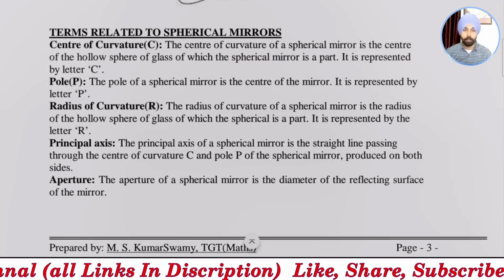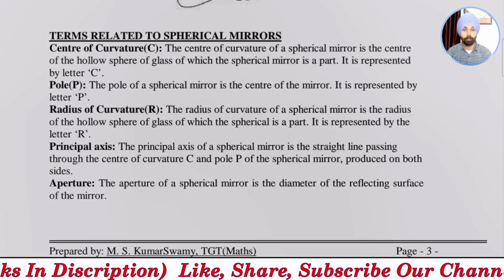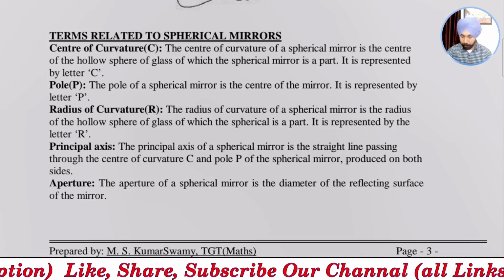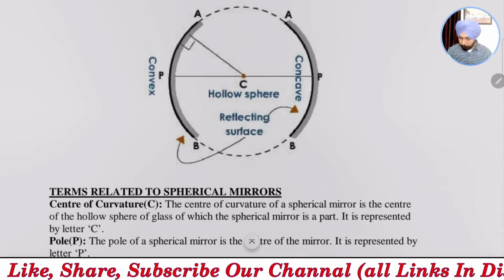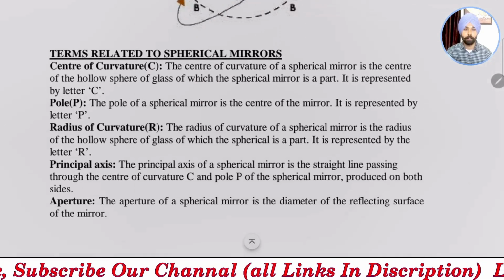Again, principal axis. The axis of the spherical mirror is the straight line passing through the center of curvature C and the pole of the spherical mirror, placed on both sides. The line that passes through the center of curvature and the pole we call the principal axis.